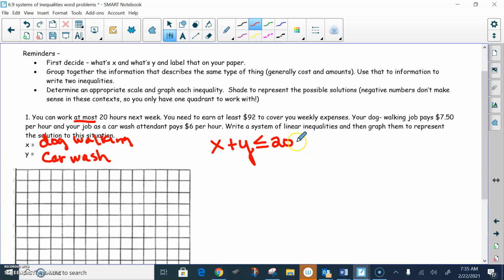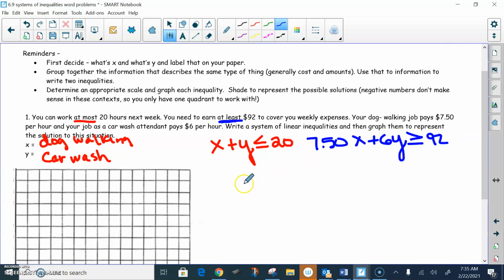There's our first one. Now it says you earn $7.50 walking dogs, so we have $7.50 per the number of hours we walk the dogs, plus $6 an hour for working at the car wash, and we need to make at least, that keyword again, $92. That means we need to earn greater than or equal to $92.